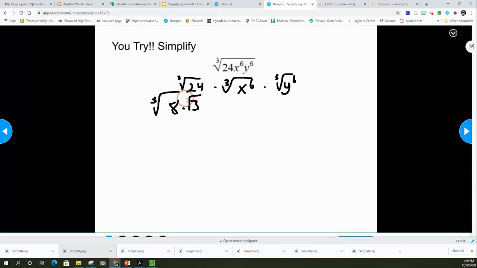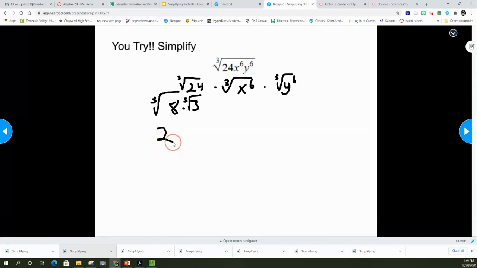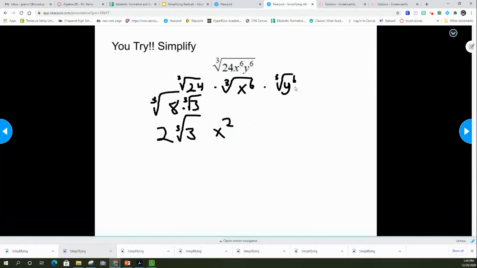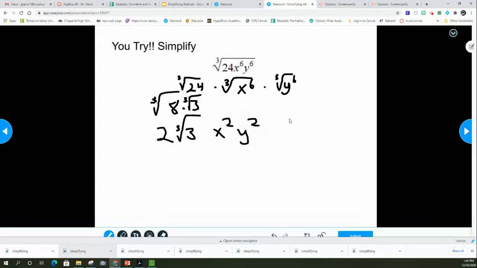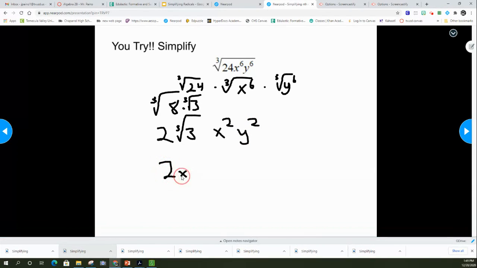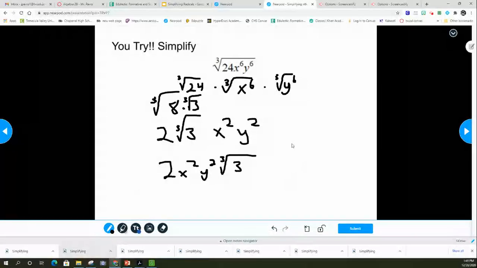Put the cube roots back on it. So the cube root of 8 is 2. So it's 2 cube root of 3. And then 6 divided by 3 is 2, no remainder, so just x squared. And then same thing over here, just y squared. All right, so there's no remainders there. So I just put it back together. So on the outside, it's 2x squared y squared. And then that's cube root of 3, the only thing on the inside. All right, and that's how you would do that one.